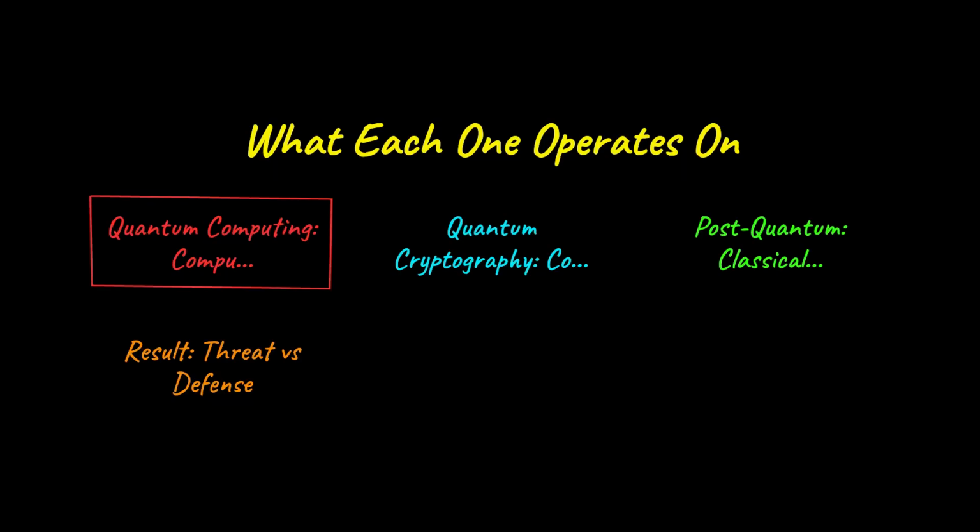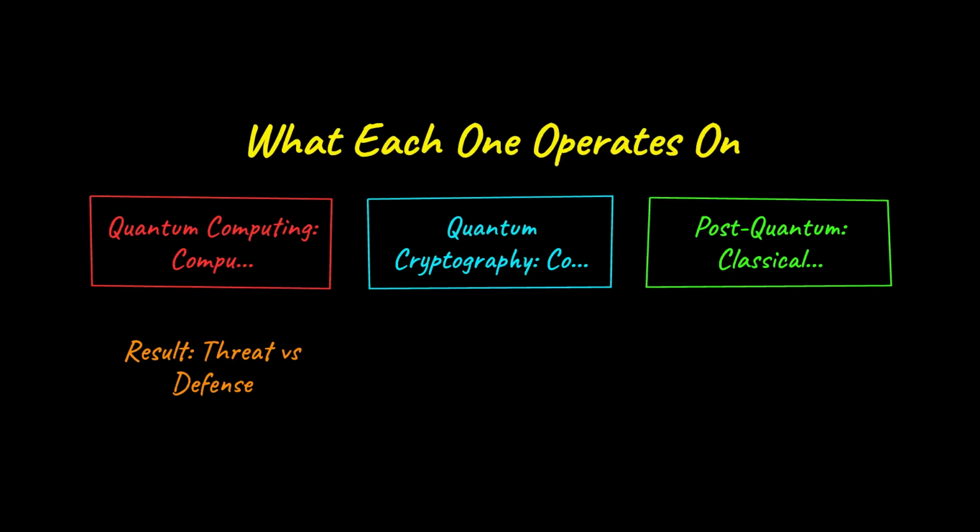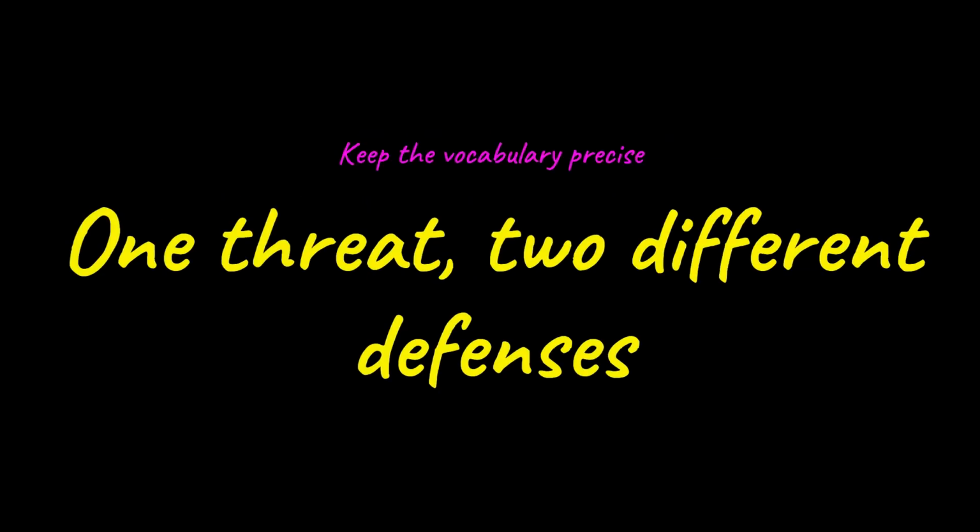Quantum computing operates on computation, offering raw power that endangers current public key math. Quantum cryptography operates on communication, using physics instead of math difficulty to protect a key exchange. Post-quantum cryptography hardens classical math itself against future quantum attack. Quantum computing is the threat. Quantum key distribution and post-quantum cryptography are two separate defenses, one physical and one mathematical. Knowing which idea is in play is essential for protecting data for decades to come.